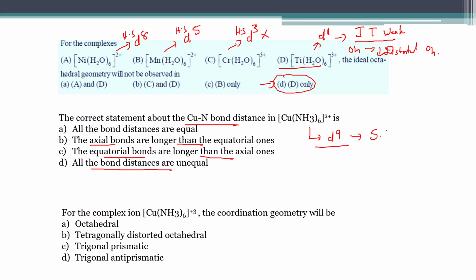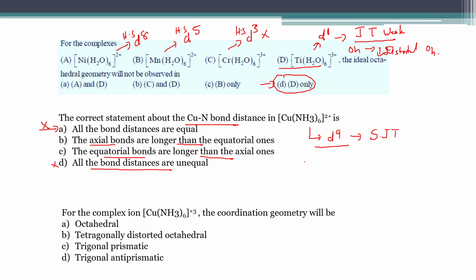It is showing strong Jahn-Teller distortion, and strong Jahn-Teller means no ideal octahedral geometry will be observed; it is a distorted octahedral. If it were a perfect octahedral, all bond lengths would be equal, and this is not the case here. Copper is having strong Jahn-Teller. So the first option is not right, and the second and third we will look into. The fourth we can also say is wrong, because all the bond distances are unequal.